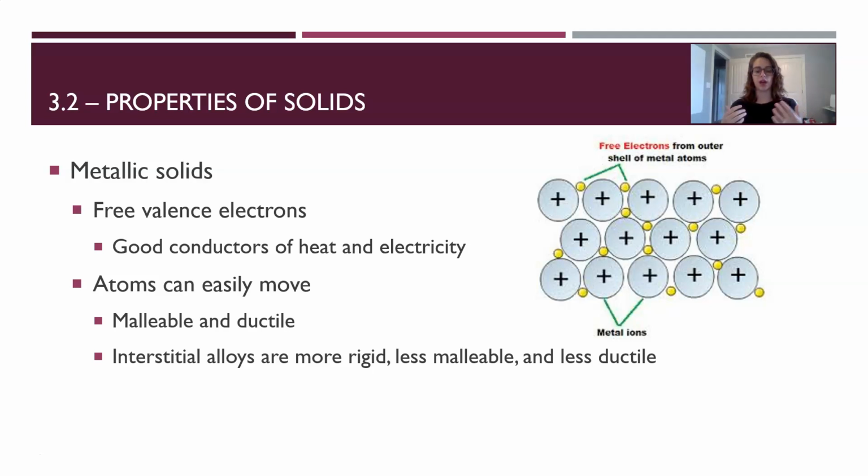We have a type of alloy called an interstitial alloy where the smaller atoms fit in between the bigger atoms. These are more rigid and less malleable, less ductile because those smaller atoms are locking in the structure a little bit.